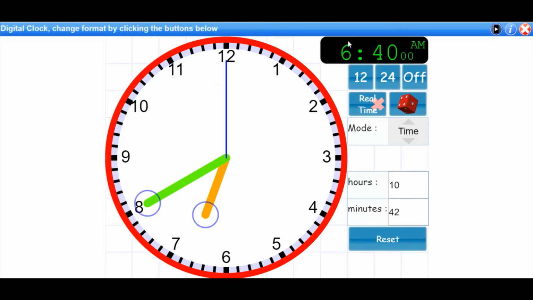So still in the hour of 6, and this time it's just 40 minutes past. So remember, if we're counting through 5, 10, 15, 20, 25, 30, 35, 40, we just say the number of minutes that have gone by. Let me just show you that picture again.